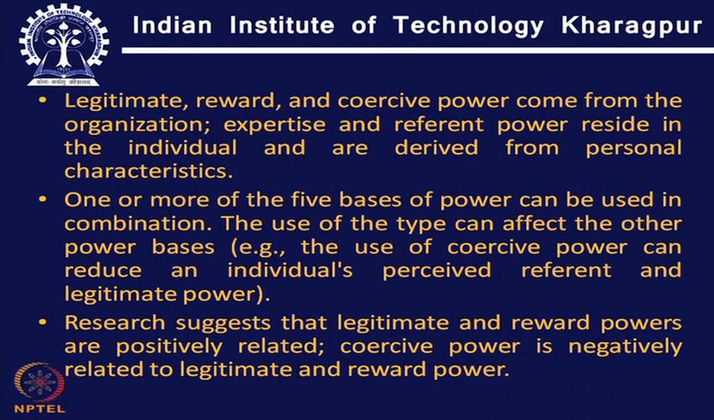So you can understand that legitimate power, reward power and coercive power all come from the organization, but expert and referent power are within the individual and are derived from personal characteristics and traits of the individual. All these five bases of power can be used either singly or as a mix and match, and the use of one power may affect the perception of the other power bases.